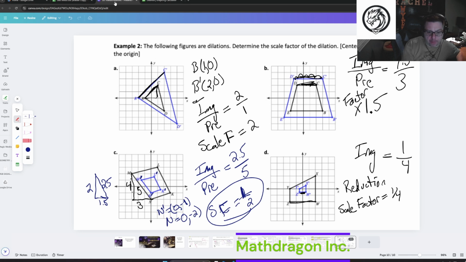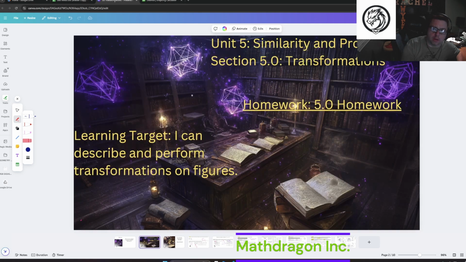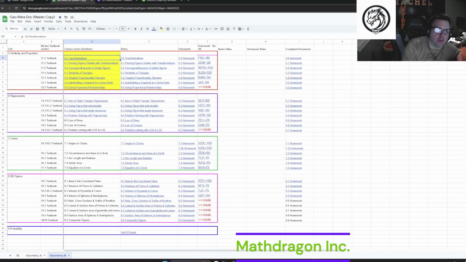So I think that about covers the review session of transformations. We are going to go on to proportions next. Let's take a look. Proving similar figures with transformations.